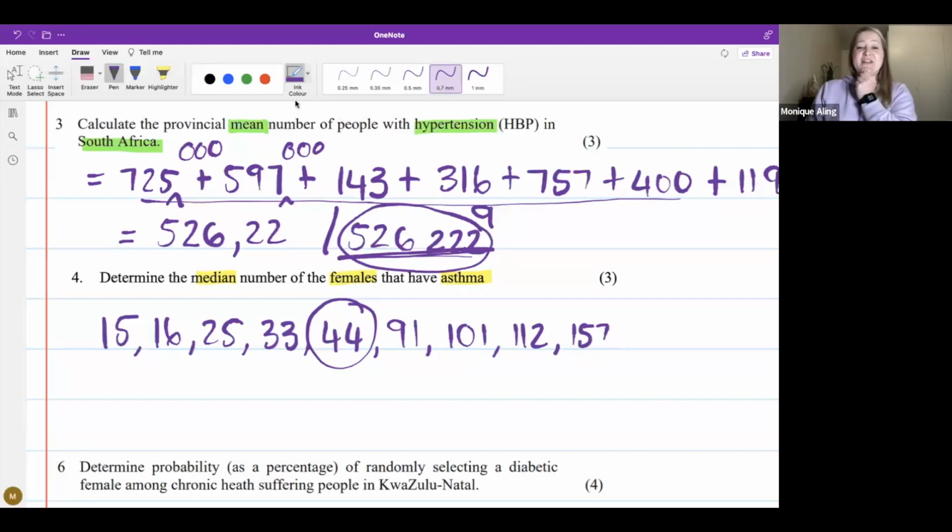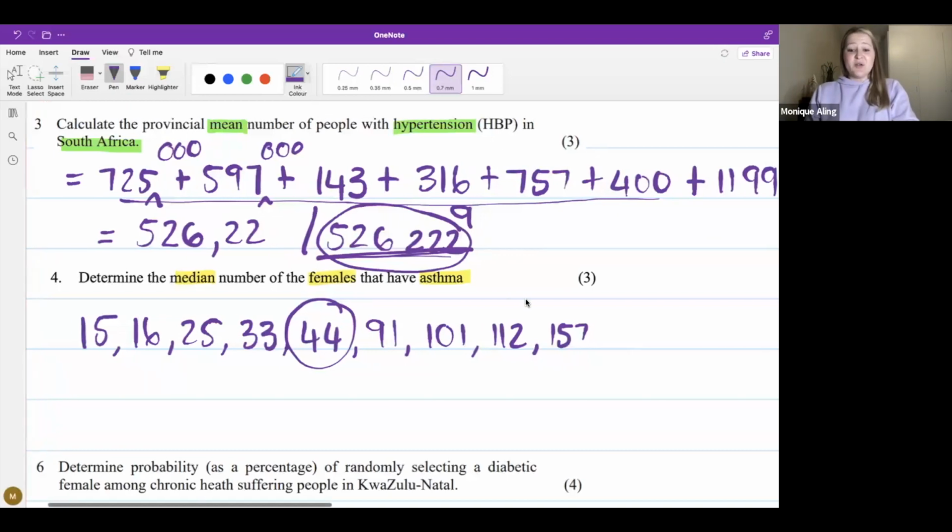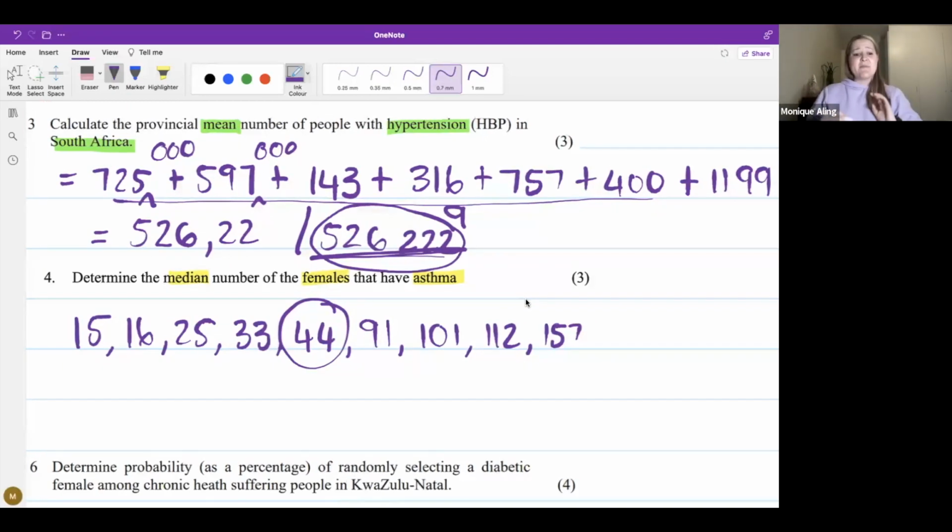Another way that you can determine which is the middle number, you can go and count how many numbers we have. We have 9 numbers. So exactly halfway would be 4.5. So there are 4 numbers on either side of 44.